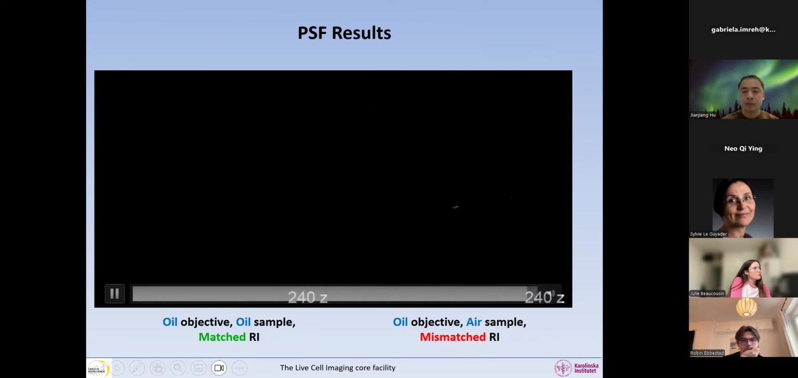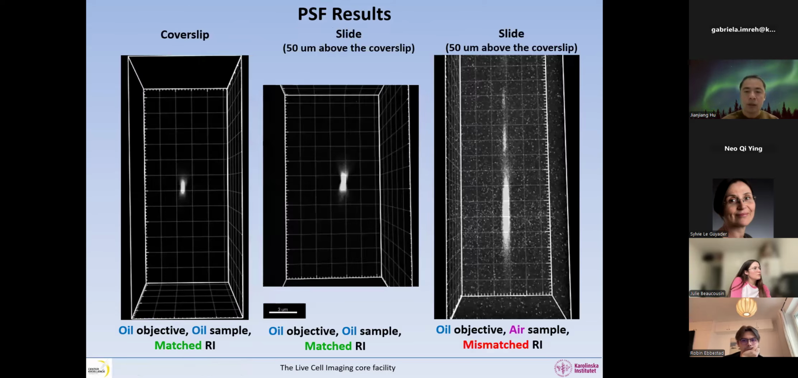And so if we put all this together, we can see that compared to the point spread function on the coverslip, with the matched refractive index, the shape of the point spread function doesn't change much compared to the coverslip. It's maybe a little bit larger, but not that much.